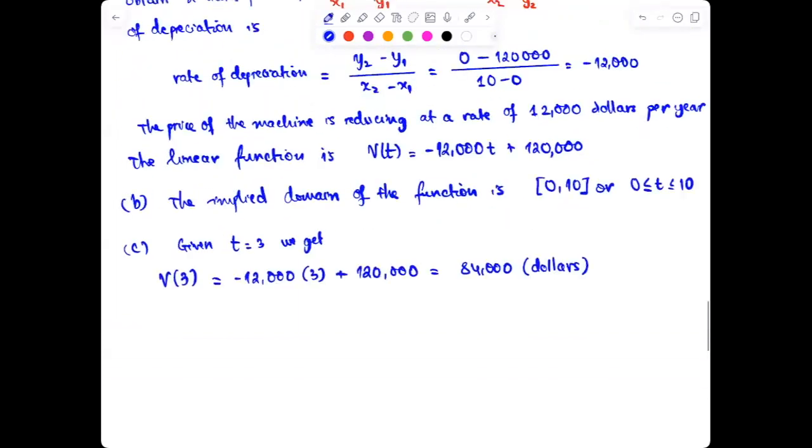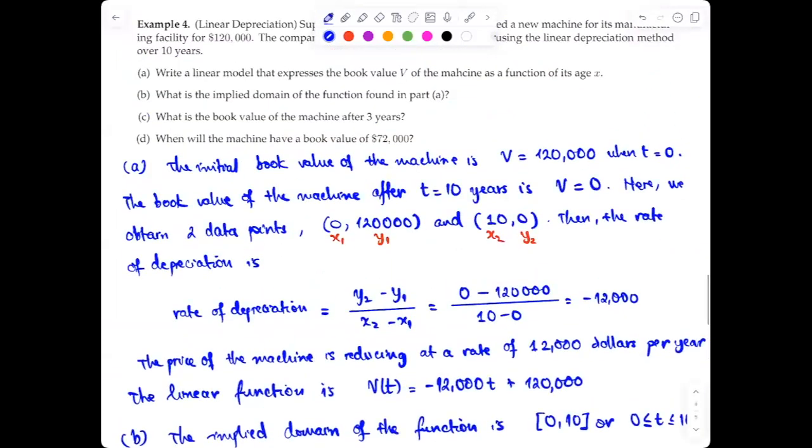That's part C. Now for part D, when will the machine have a book value of $72,000? So in part D, what we have is the book value. So capital V is equal to $72,000. What are we looking for? Looking for t. Okay. So what is the value of t such that capital V is equal to 72,000?